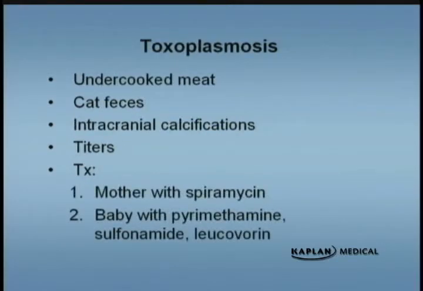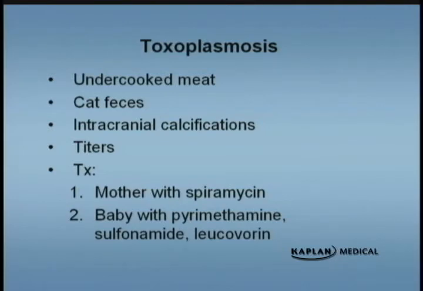Toxoplasmosis, you can get it from undercooked meat. So remember the famous steak tartare. That can carry the toxoplasma in it. It can also be transmitted in cat feces. That's why any pregnant female should not be handling the kitty litter, because she can acquire it that way too. It's notorious for intracranial calcifications, and we're going to mention that, and then we're going to talk about cytomegalovirus that also has calcifications, and we're going to differentiate them in a second.